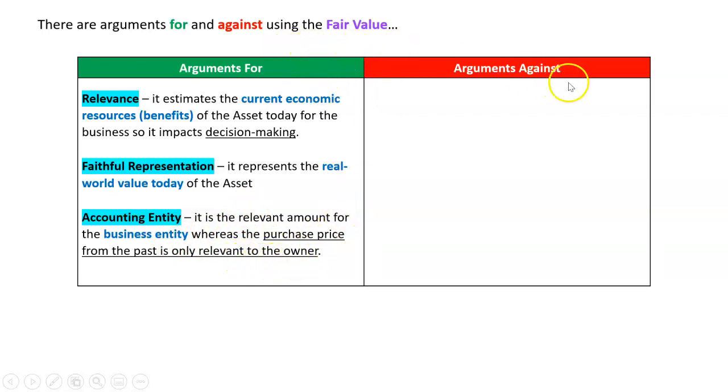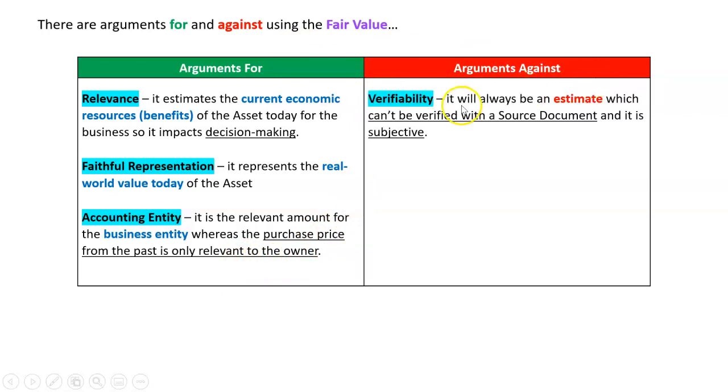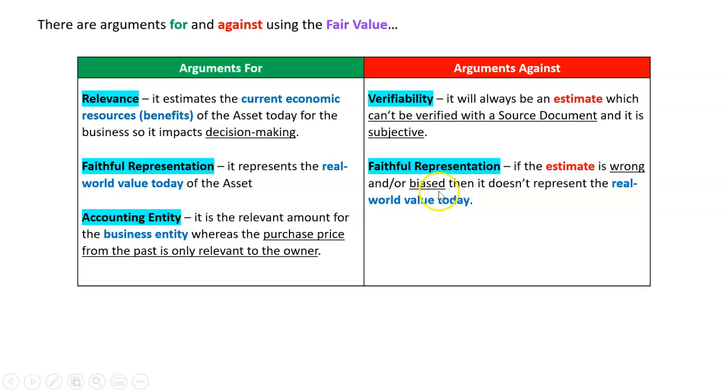So what are the arguments against fair value? Well, first of all, verifiability. As soon as we use an estimate or a guess or subjectivity, we can't verify that with a source document. So it's just not verifiable. But we could also flip faithful representation around and say, if we get the guess right about today's value, yes, it does represent the real world value. But if the estimate is wrong or biased, like the owner just says it's worth way more than it really is, it actually won't represent the real world value. So we've got arguments for and against the fair value.